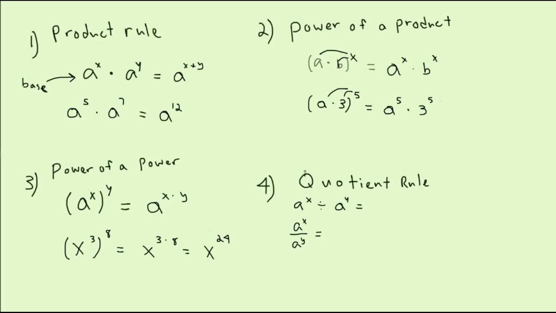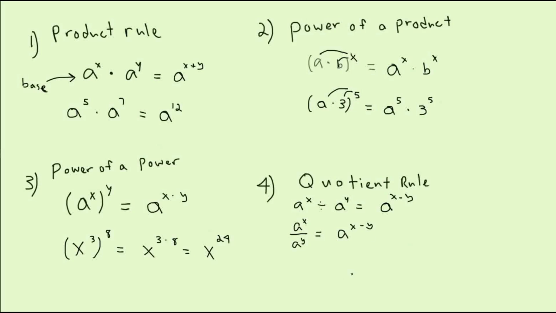Okay, quotient rule. Now in dividing exponents with similar bases, all you have to do is subtract the exponents. So here, all you have to do is take your a as the base and subtract our x and y. Same thing for fractions like these. All you have to do is subtract the x and the y.